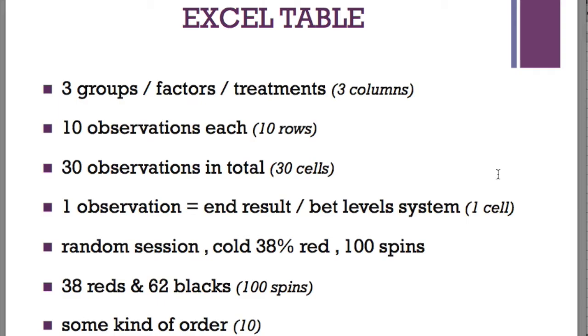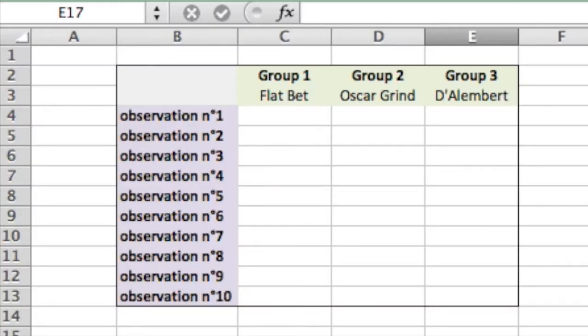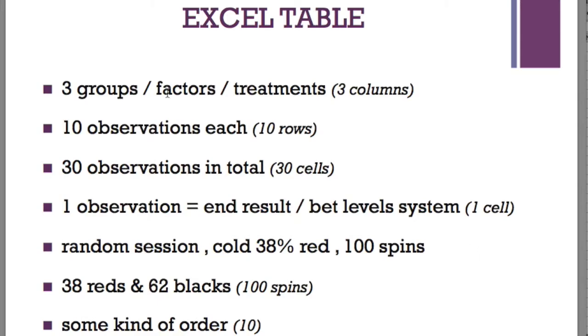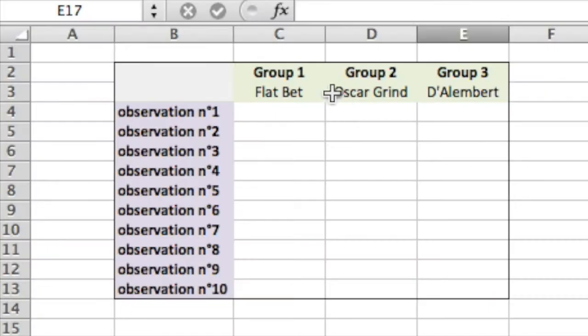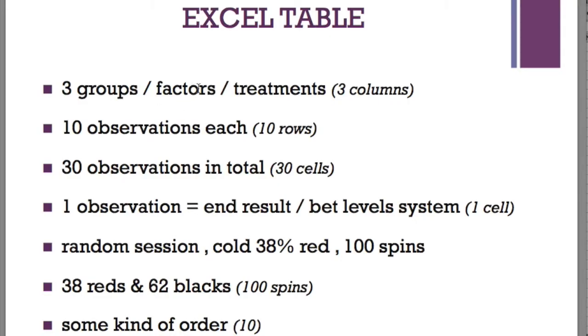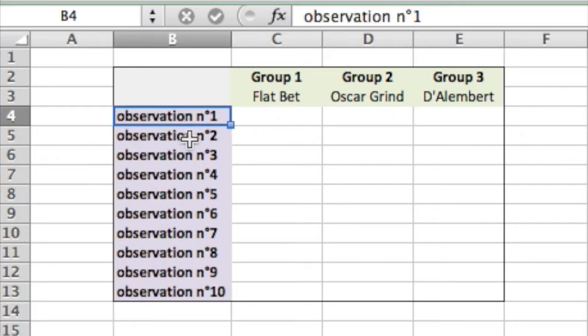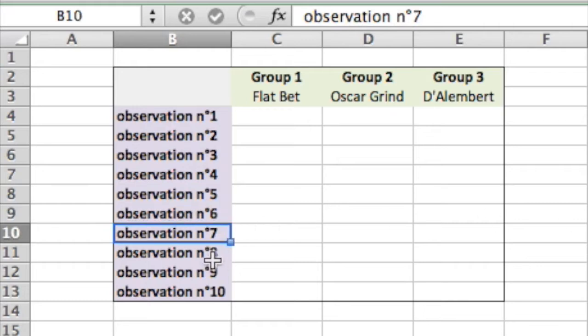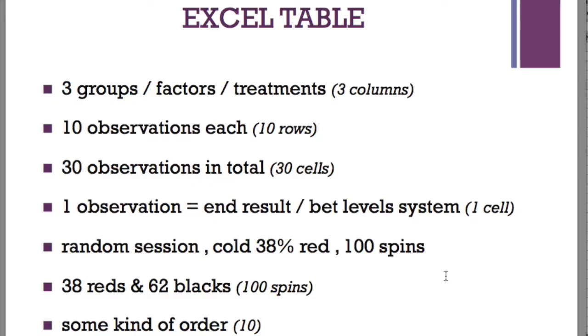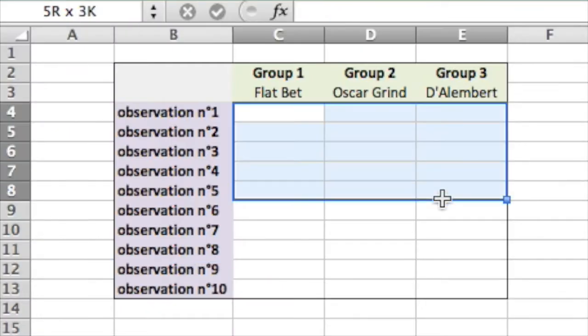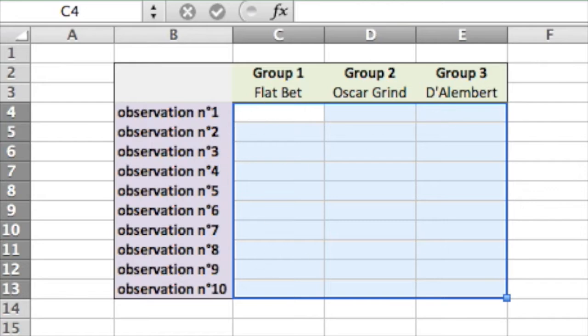So let's look at the Excel table. Here there are three columns: three groups, three factors, three treatments, with 10 observations each. So there are 10 rows: 1, 2, 3, 4, 5, 6, 7, 8, 9, 10, right? So there will be 30 observations in total, 30 cells here, in total 3 multiplied by 10.